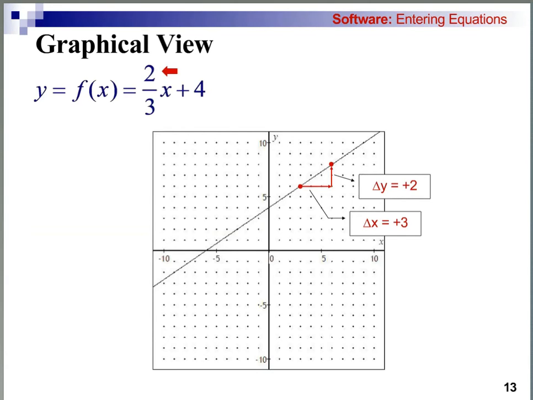So that's the idea of a slope. As you move from one point on the line to another point on the line, the ratio of the change in y over the change in x will always be 2/3. Also, we can see that the y-intercept is at 4. This is where the line intercepts the y-axis, and the b value at the end of the equation corresponds to what you see on the graph. So this is the basic idea of slope and intercept.